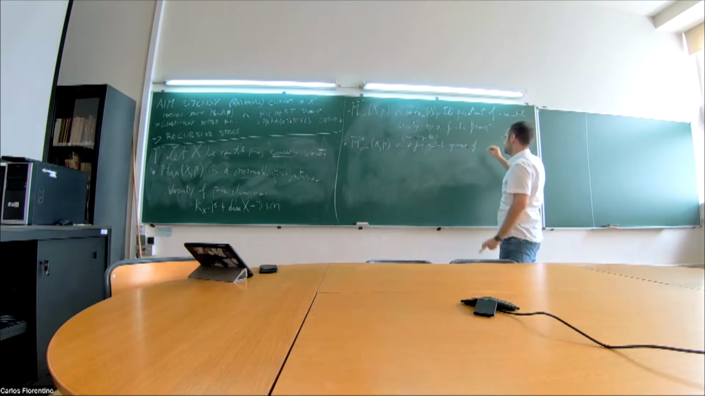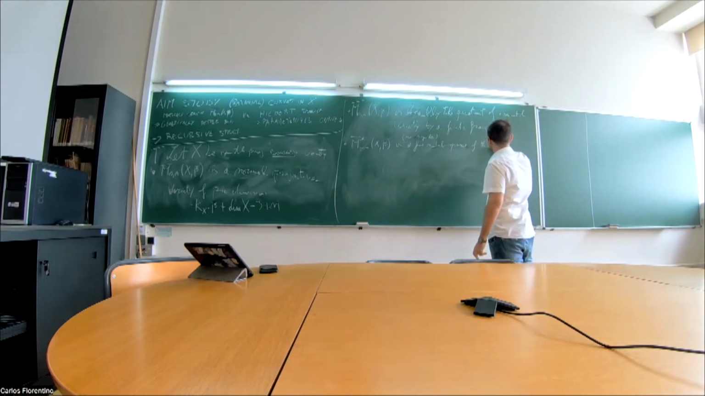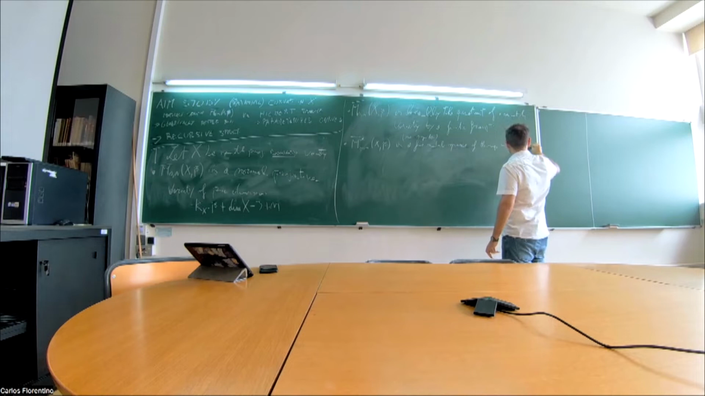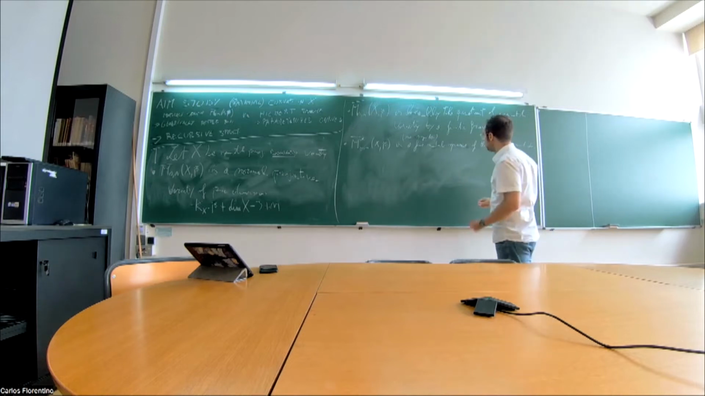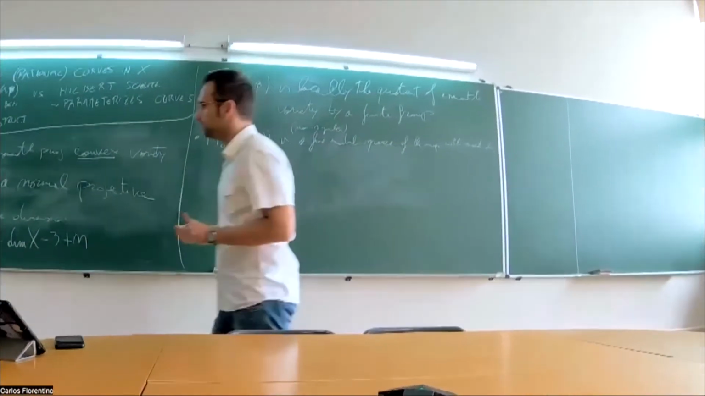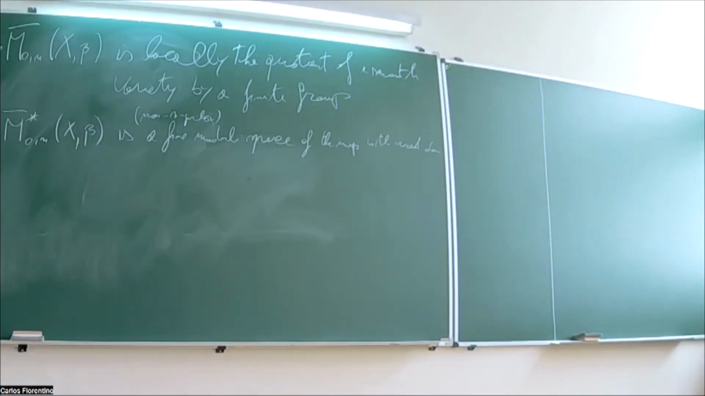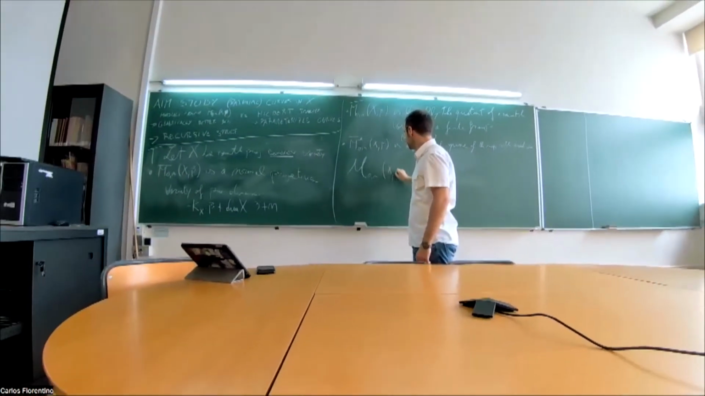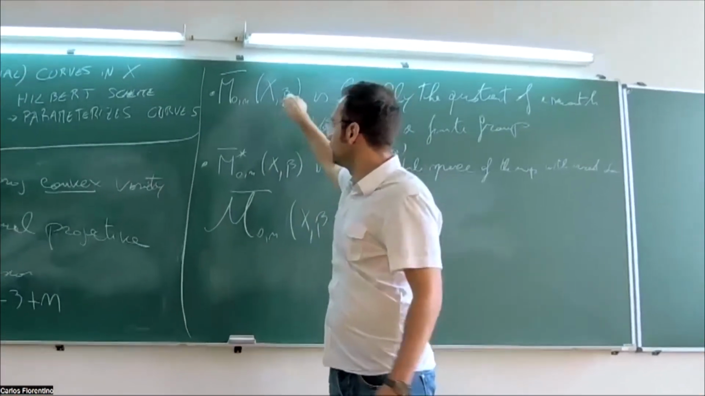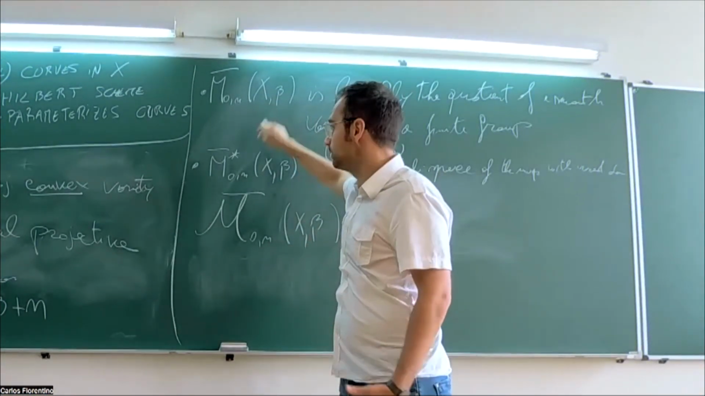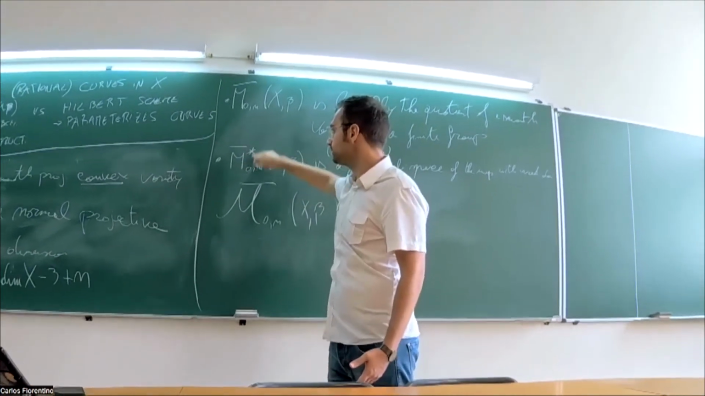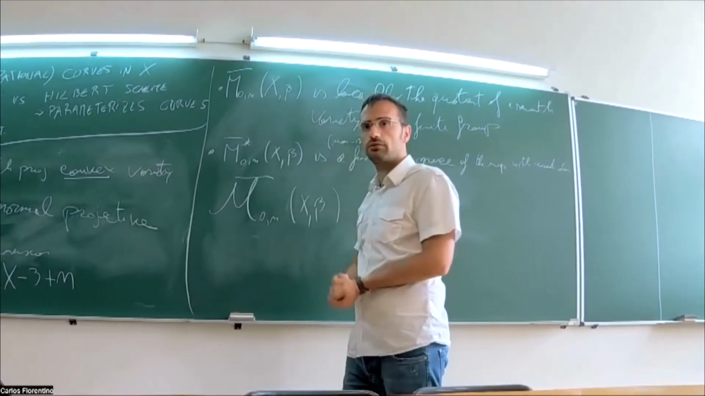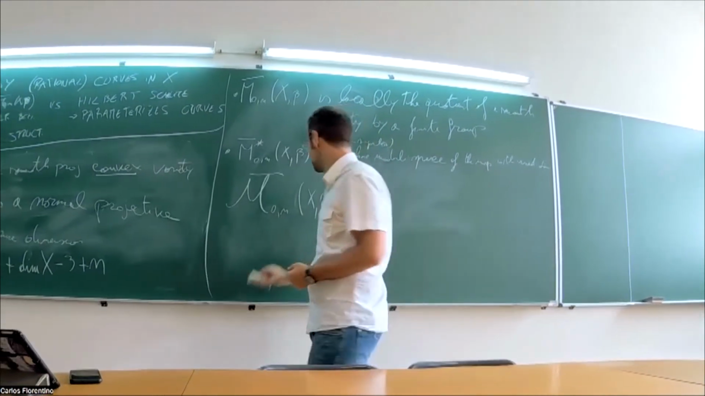It's a fine moduli space of the maps with reducible domain. Do you remember that with this we denoted the functor, and with this we denoted its coarse moduli space. This is a subset of this, and this itself is a fine moduli space for a functor. I don't know if you know what a fine moduli space is. Let's give the definition.